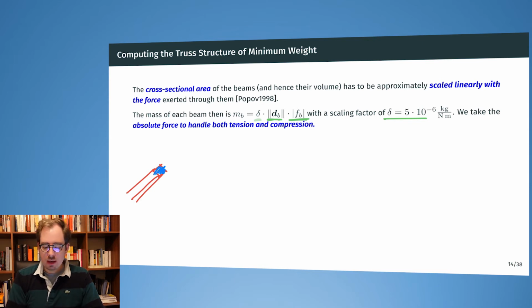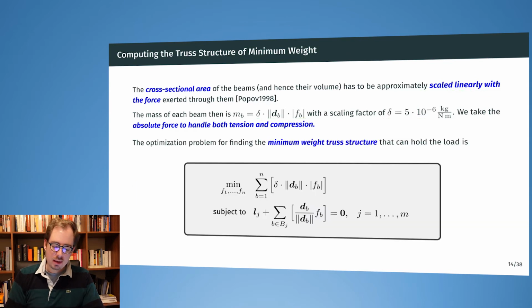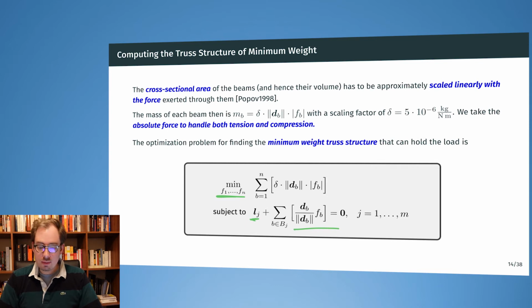Okay, so depending on the forces, we can compute the required mass of each beam. And now the question remains, how much force has to act along every beam so that the entire truss can be in the equilibrium condition that we need. So we are now minimizing over all the forces under the constraints that the equilibrium is always there. And this looks like a normal linear program with some equality constraints, and we know how to solve that.